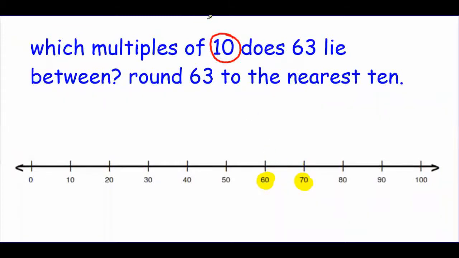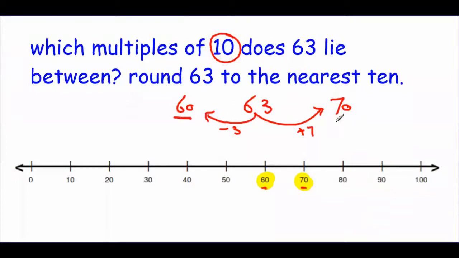What do you think? It is closer to what, 60 or 70? 63 needs 3 steps back to reach 60 and needs 7 steps forward to reach 70. So it is closer to go to 60 than going to 70. This means 63 is closer to 60 than 70.